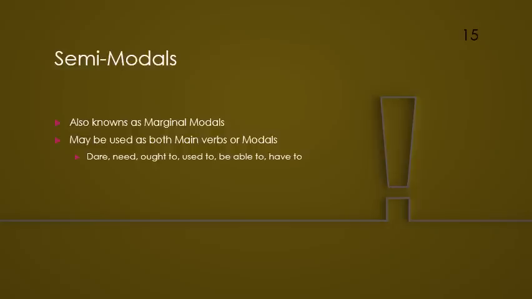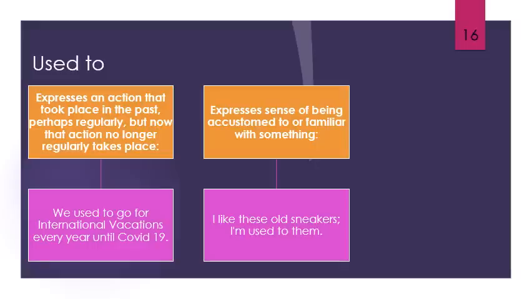These may be used as both main verbs or modals. For example, the words like have. You have words like have, which are used as primary auxiliary, which will tell you the tense. They also are used as modals, which then will express something. Whenever you are attaching an infinitive, that is the word to, with it, now it becomes a semi-modal. Have to means must. Likewise, dare, need, ought to, used to, be able to, all these kinds of words or verb phrases may be used as semi-modals. The first semi-modal that we'll be discussing is used to.